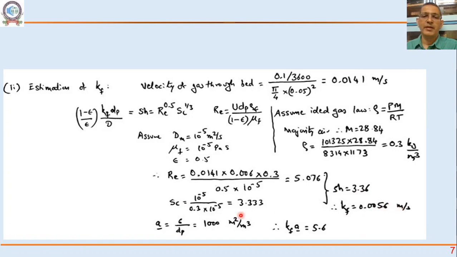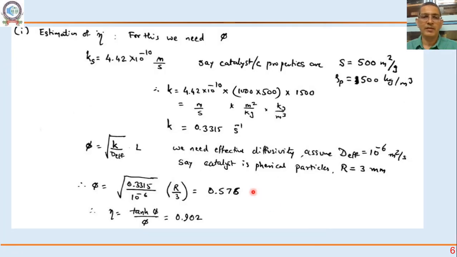0.0056. The surface area would be the external surface area. It is not the pore area now. We are defining external mass transfer. So the external surface area is 6 divided by dp, which is 1000 meter square per meter cube of the catalyst. So KFA would be 5.6. This will have units of per second. In the same way, this K has units now of per second.